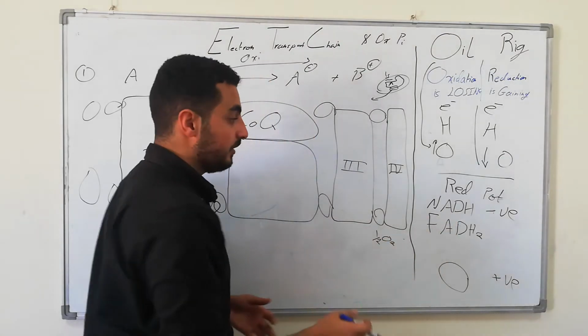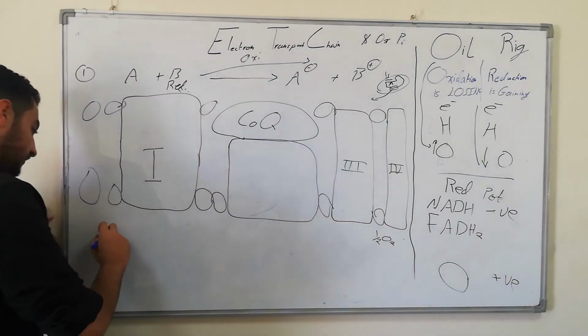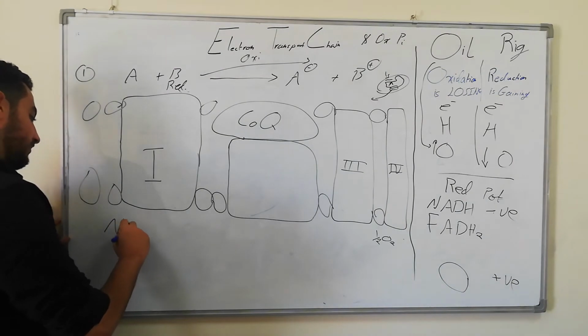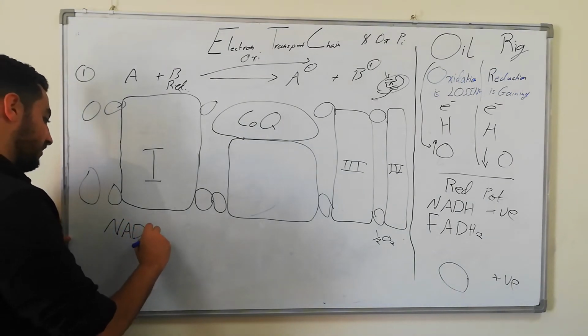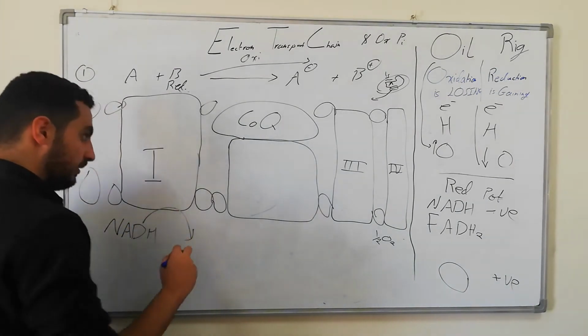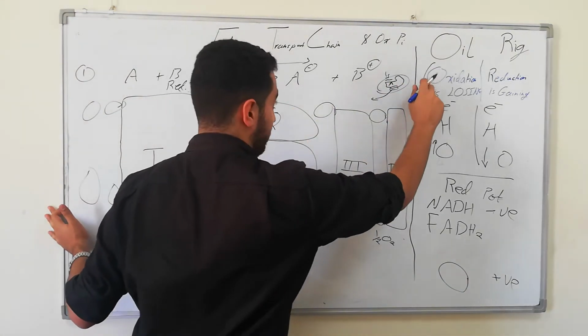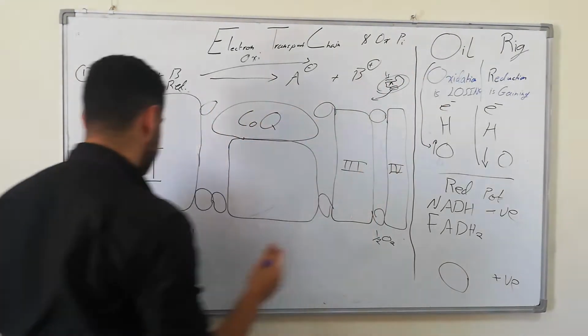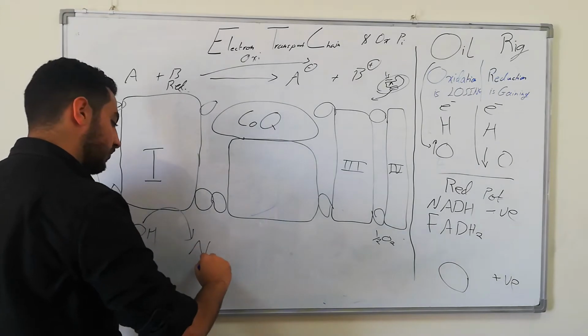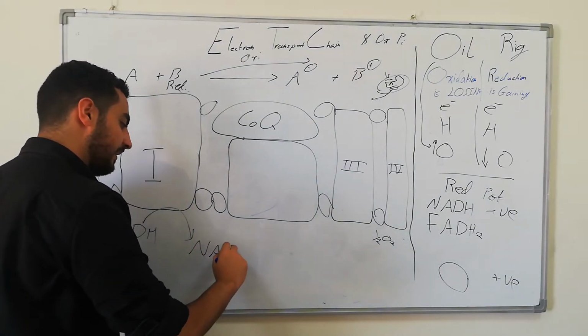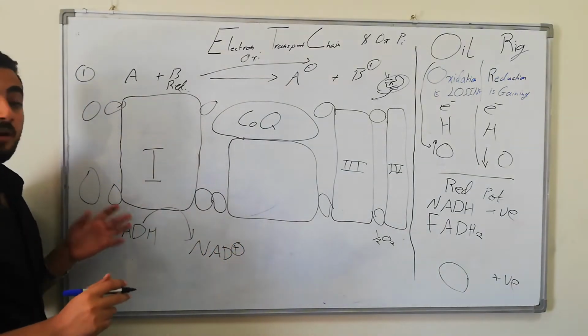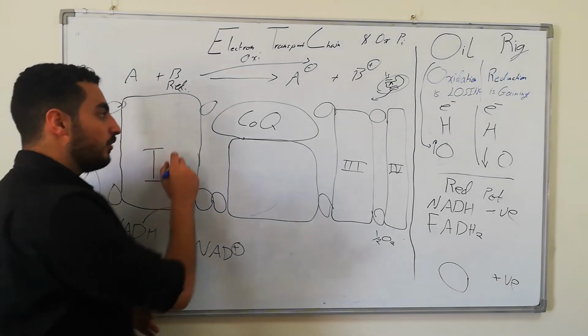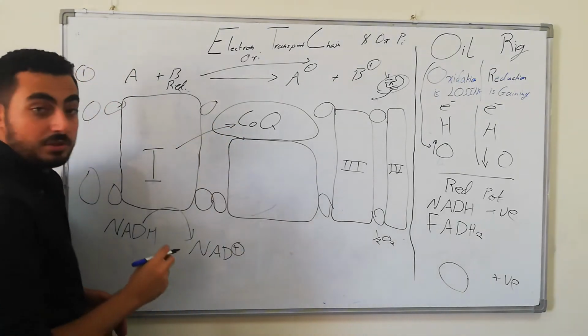And where will we start? We would start with NADH. So NADH comes in at complex 1 and is oxidized, or it loses an electron. It loses an electron and converts into NAD plus. Okay, so where does the electron go? It goes to coenzyme Q.